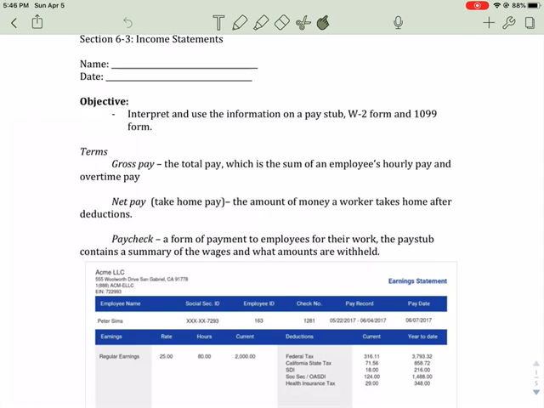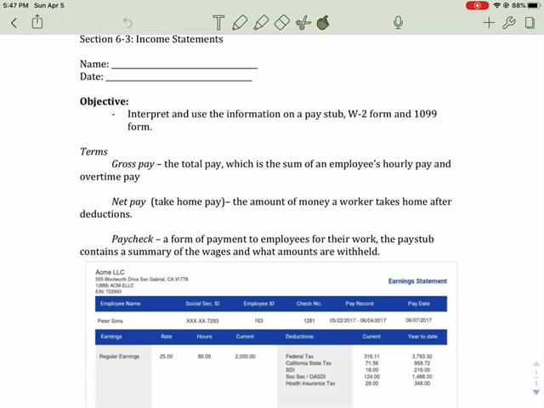So today what we're going to do is interpret and use information on our pay stubs, W-2 forms, and 1099 forms. So we need to define what these are. Let's start with gross pay. Remember, the gross pay is the total amount of money that you get. It's how much hourly wage you make times how many hours you work, and then include any overtime and tips and things like that.